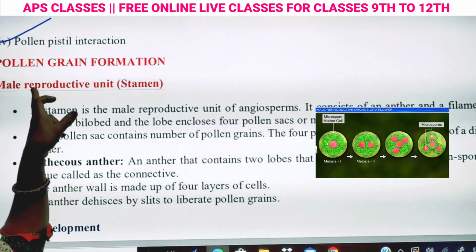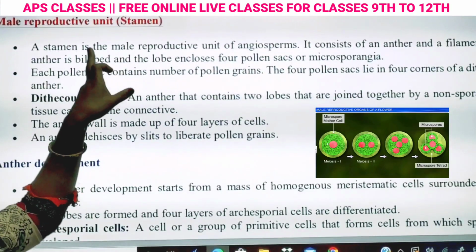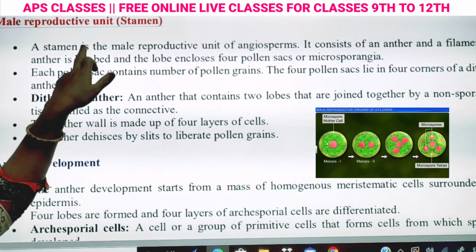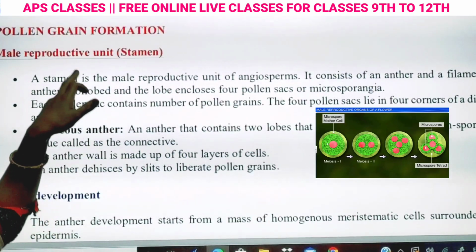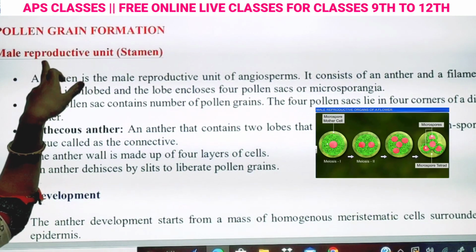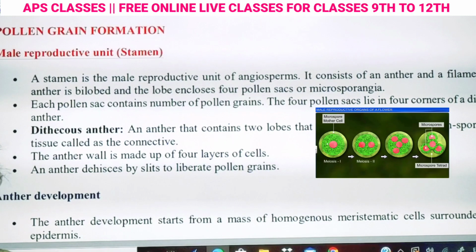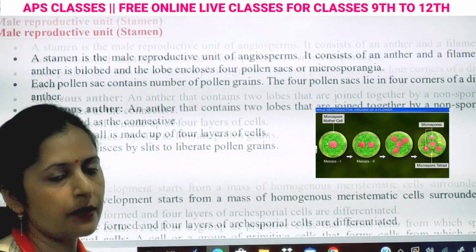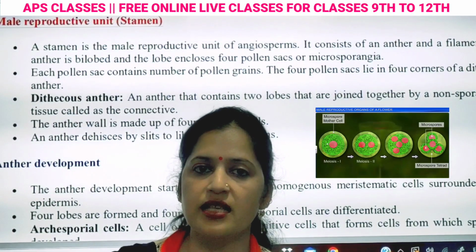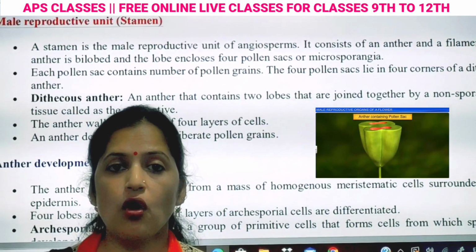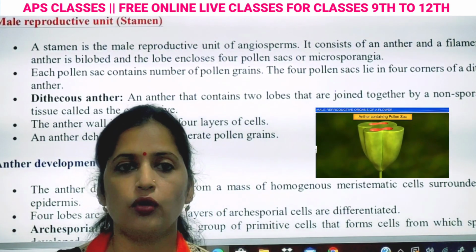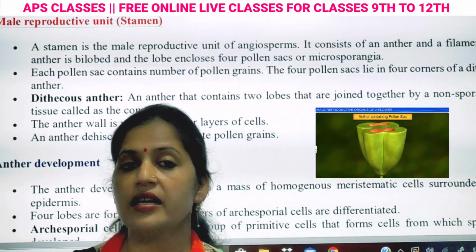So let us start with pollen grain formation. That is our first main step, pollen grain formation. First we will discuss the male reproductive unit. As we all know, the male reproductive unit in the flower is the stamen.